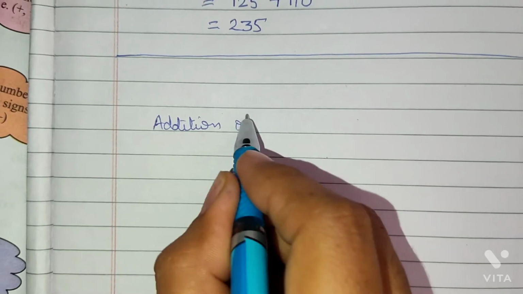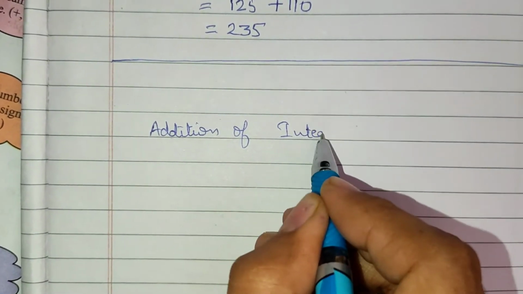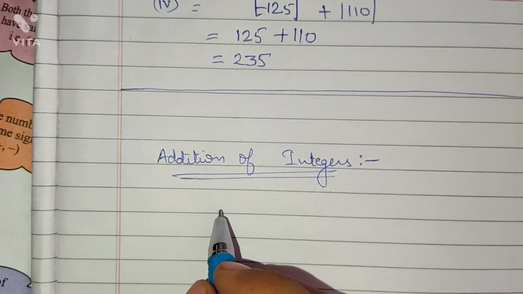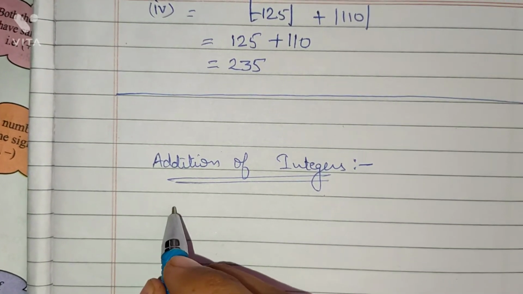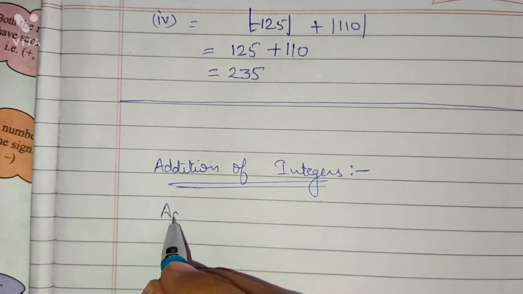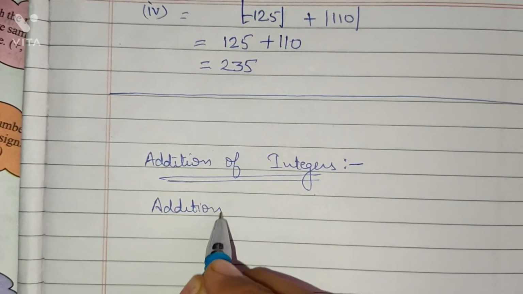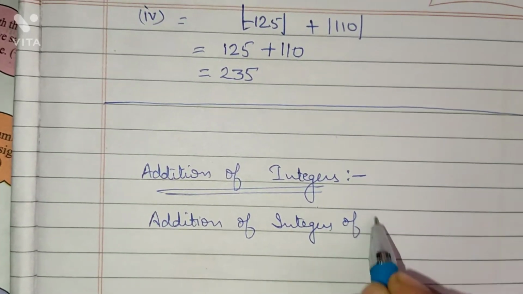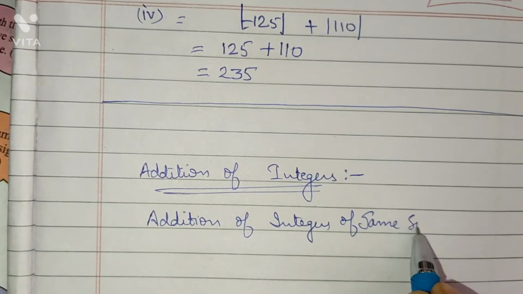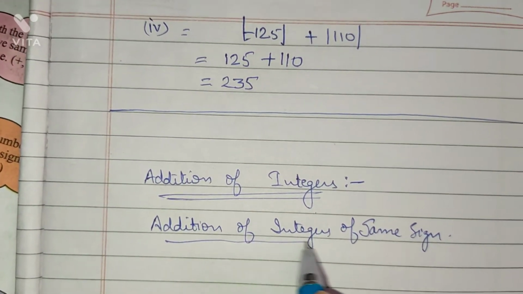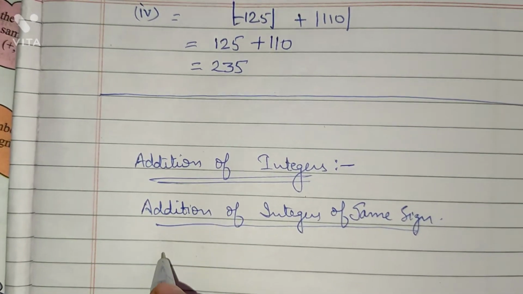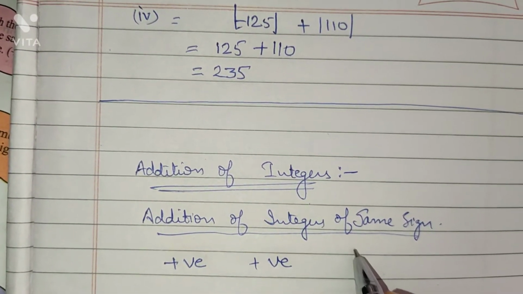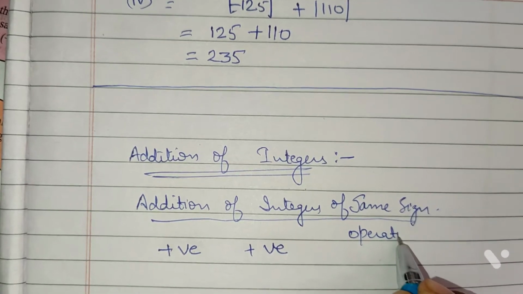Yes, today we will learn about the addition of integers. First we will learn about the properties of addition. To know more about their properties, first of all we have to learn about the operations of addition. First of all we will learn how to add integers of the same sign. If two integers are of the same sign, then we have to add both integers. Our operation will be addition.